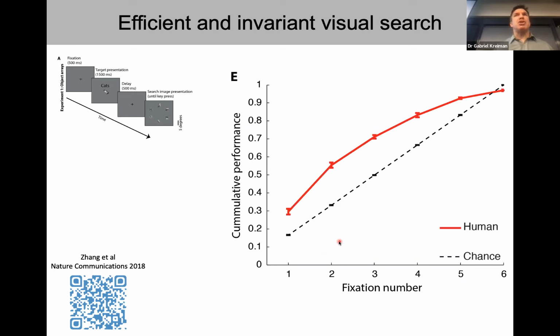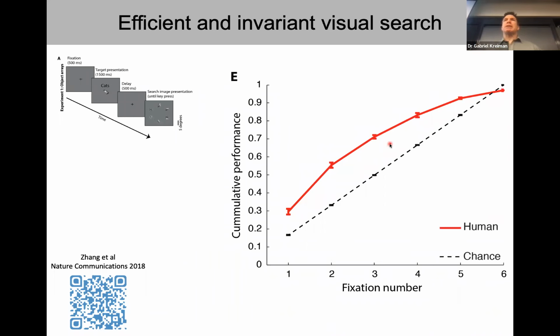Humans perform better than chance. They don't perform perfectly, indicating that this is not a trivial task. They usually get it right on the first fixation only about 30% of the time. They get it right on the sixth fixation a little bit less than 100% of the time. And the reason why they're not perfect at 6 fixations is that humans are quite stubborn creatures. Sometimes they do go back, even though the target was not at that location. And I will discuss that again. This is the overall cumulative performance of humans when they are searching for an object in this array of 6 images.